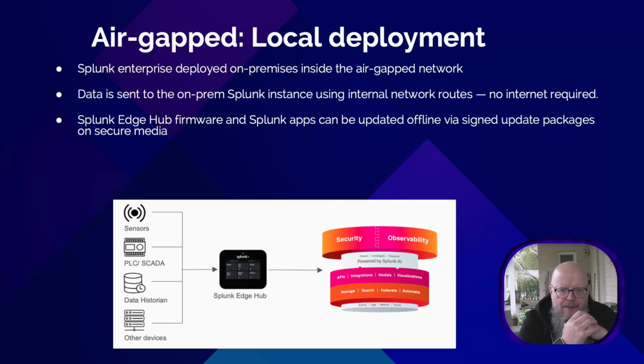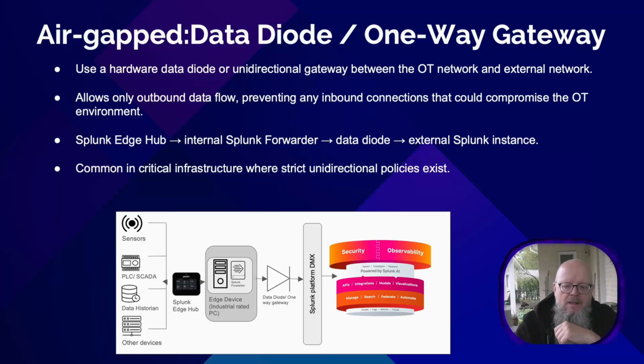In a fully air-gapped environment, security is paramount. You can still use Splunk, but the architecture looks a bit different. Instead of sending data to the cloud, you deploy Splunk Enterprise entirely on premises, inside your isolated network. The Splunk Edge Hub sends data to this local Splunk instance using internal network routes, so no internet connection is required. Now, what if you need to get data out without opening yourself up to threats?